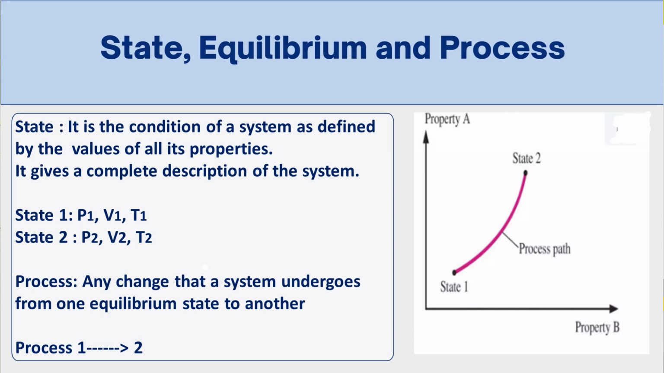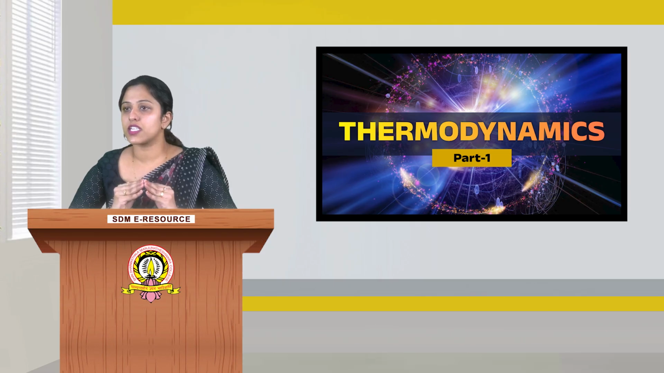For state 1, when it comes to its properties, we can take it as P1, V1, T1, which means the pressure, volume, temperature in the initial state, and for state 2, P2, V2, T2, which is the pressure, volume, temperature for the final state. Now what is a process? Any change that a system undergoes from one equilibrium state to another is called a process. So in the diagram, a curve represents a process path which changes its state from one equilibrium state to another, that is called a process.